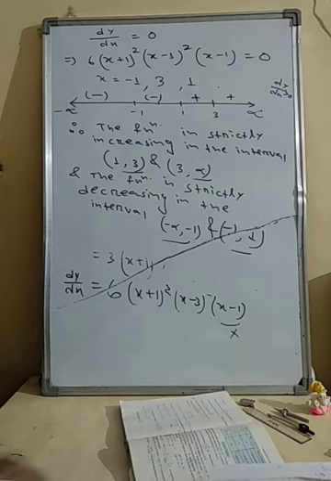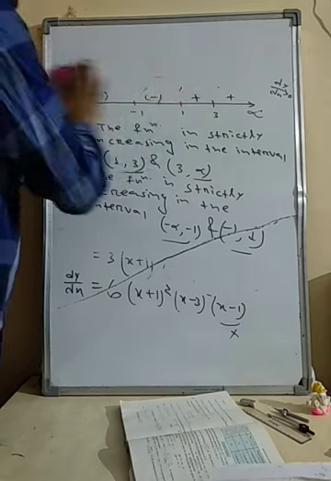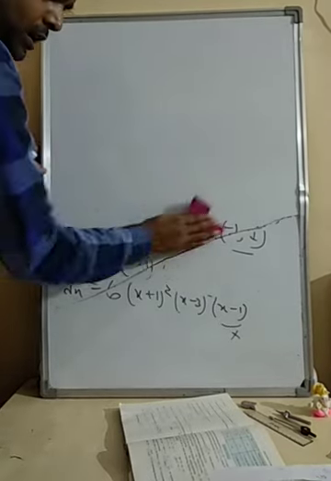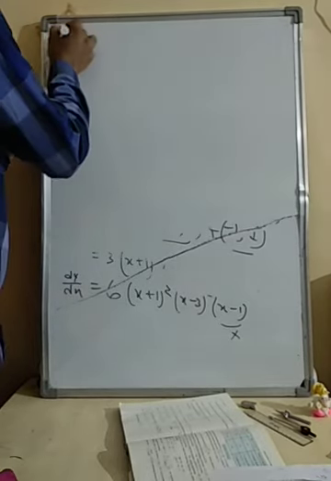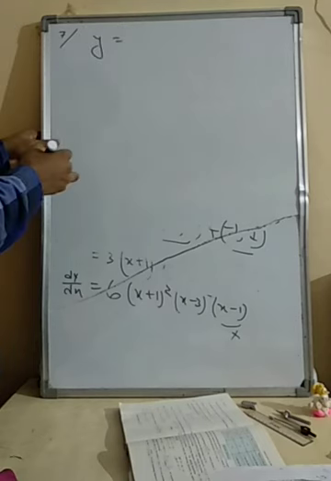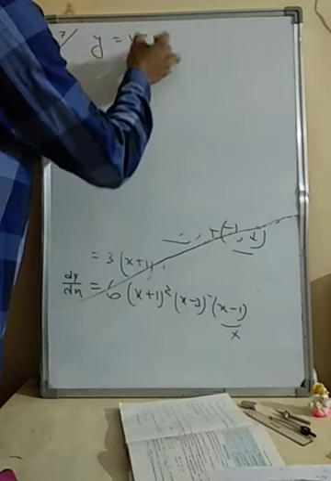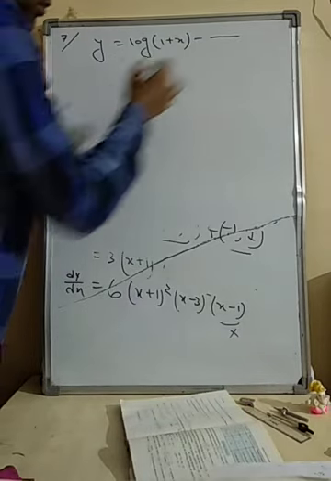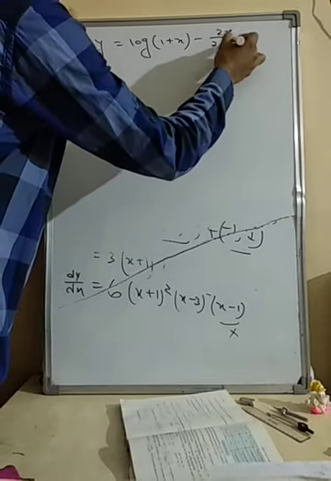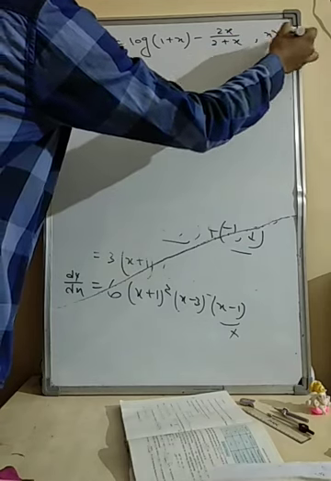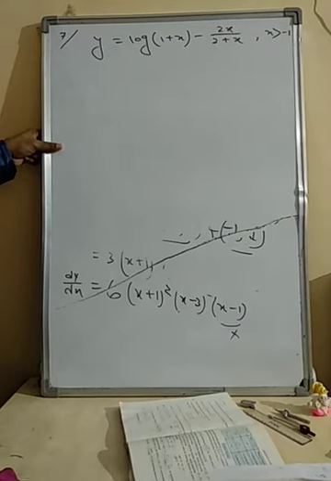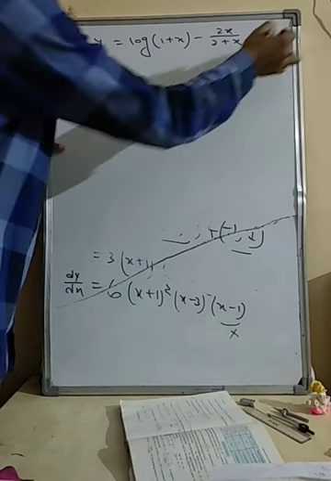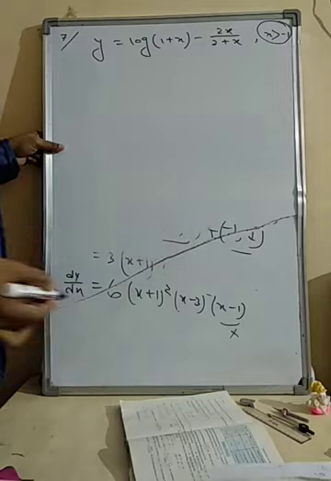Now question number 7. Come to question number 7. Let's see. This question is asking: show that y equal to log of 1 plus x minus 2x by 2 plus x, where x is greater than minus 1, is an increasing function of x throughout its domain. This is actually the condition given. This is its domain, x greater than minus 1.